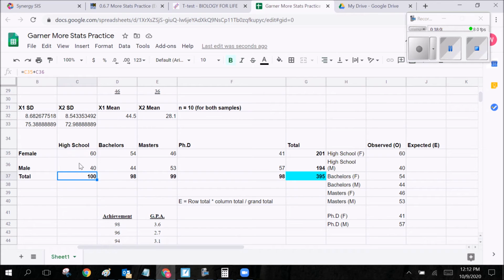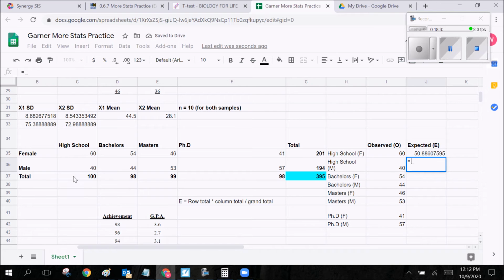Column total is here. And my grand total is here. How would I do that? I would say equals. I'm going to go over to my high school females row total multiplied by my column total divided by my grand total. Now, I need to put this in parentheses here because otherwise it's going to mess up. So divided by my grand total. Got it.